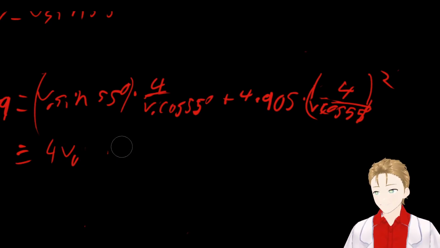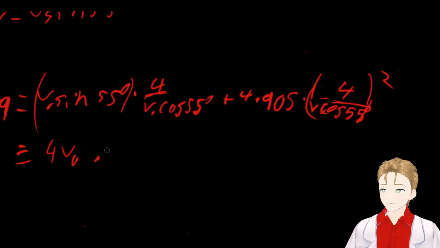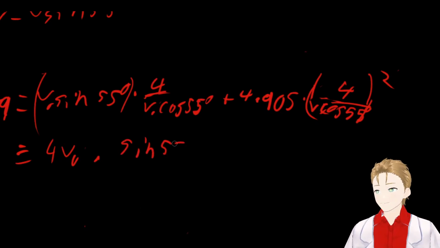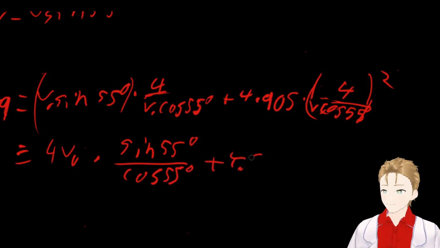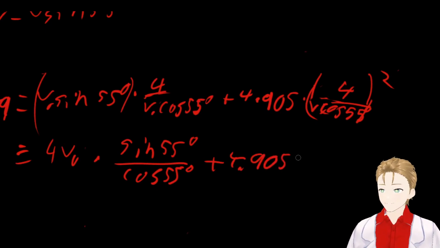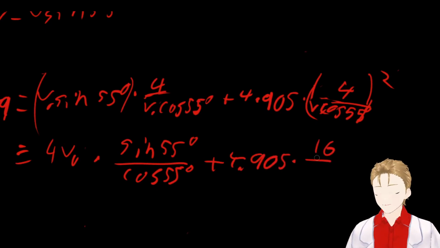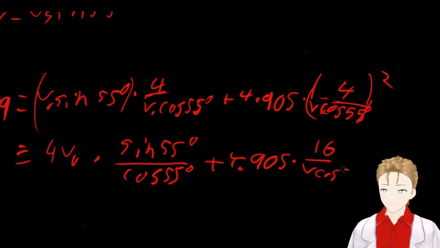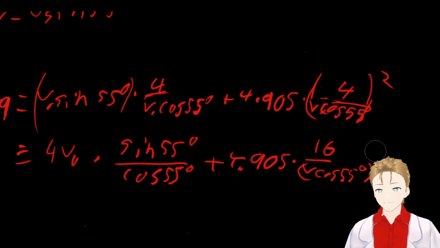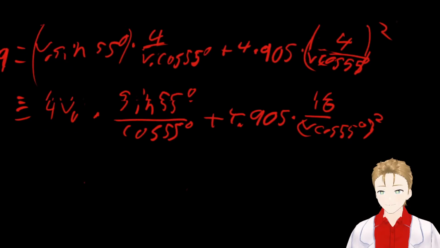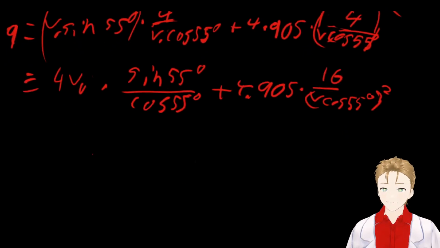Okay, we can just do times sine of 55 degrees over cosine of 55 degrees. This will help us a lot. Now we get 4.905 times 16 over V cosine 55 degrees squared. Oh, this gives us that.